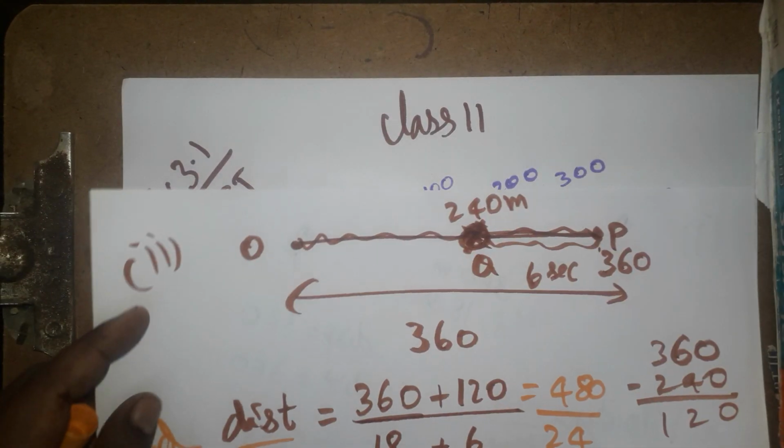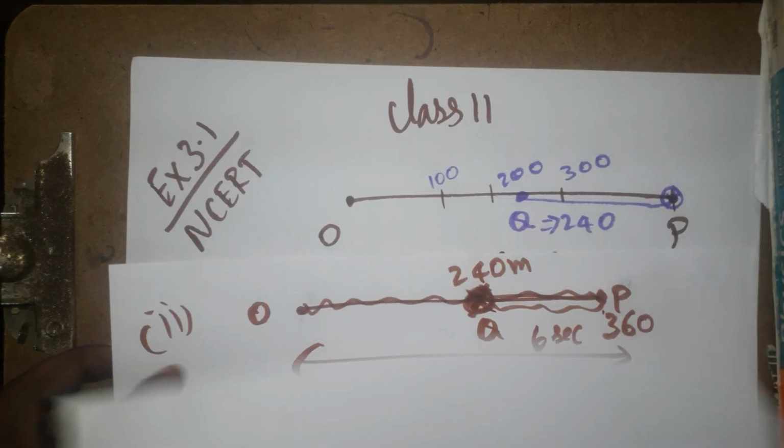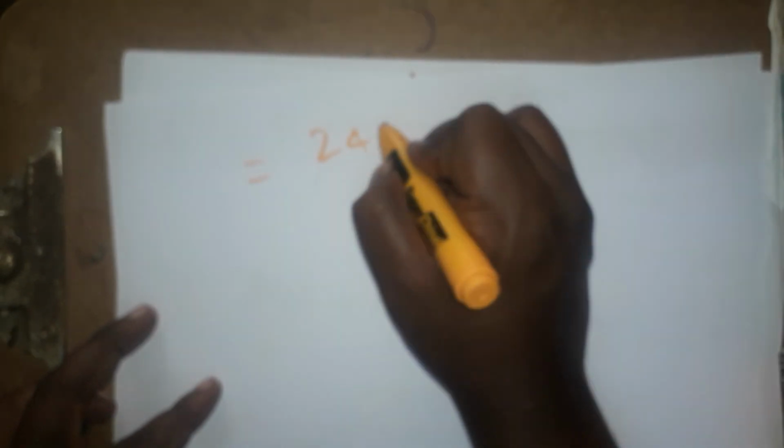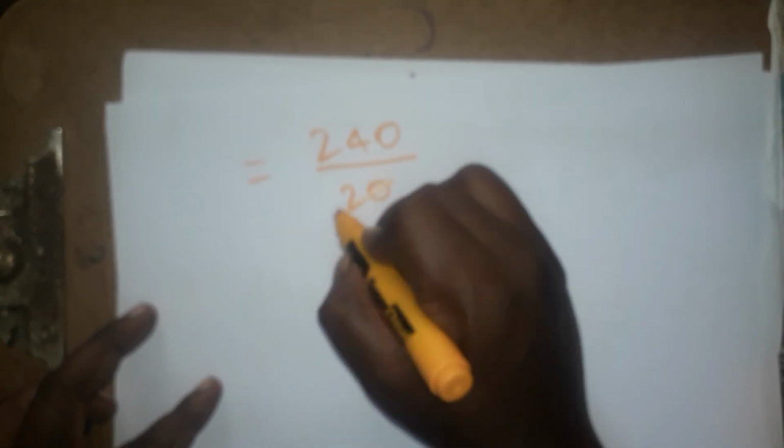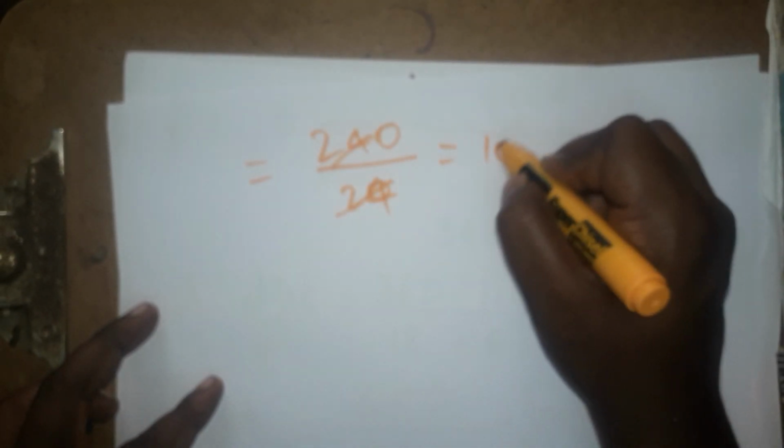Now for velocity: the shortest distance between the starting and ending point is how much? It is 240 divided by 24, which gives 10 meter per second.